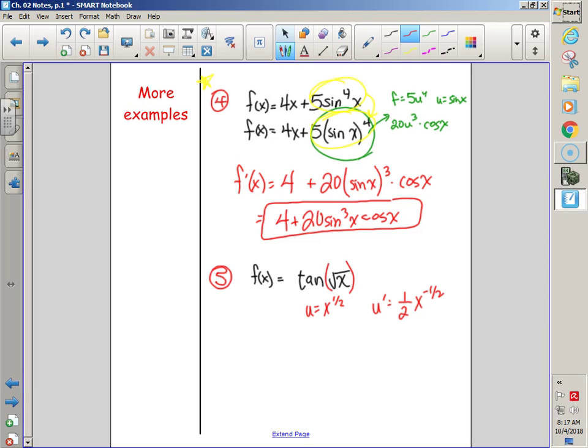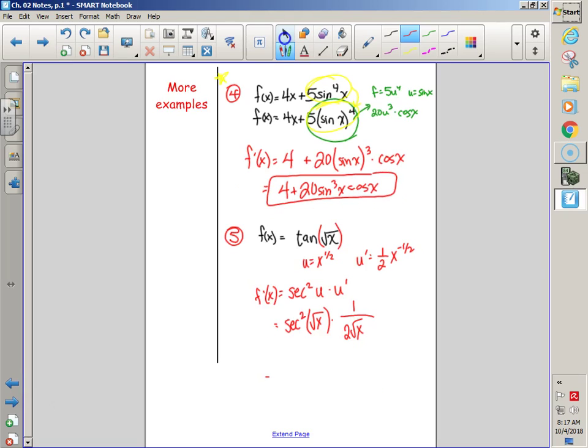And that u prime, bring down the 1/2, subtract 1, negative 1/2 times, well, x prime is just 1. So I'm going to use the rule, f prime of tangent of u is secant squared of u times u prime. I'm just going to plug in. Secant squared of who? Square root of x times who? 1 over 2 square root of x. And so my final answer is secant squared square root of x, which could have a parenthesis and could not have a parenthesis, over 2 root x.